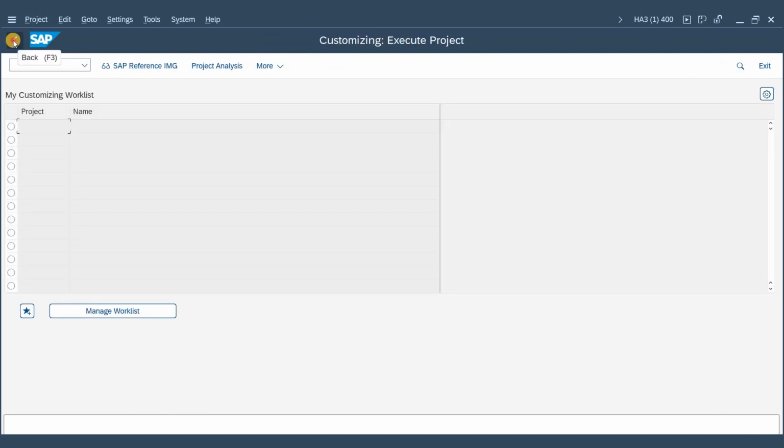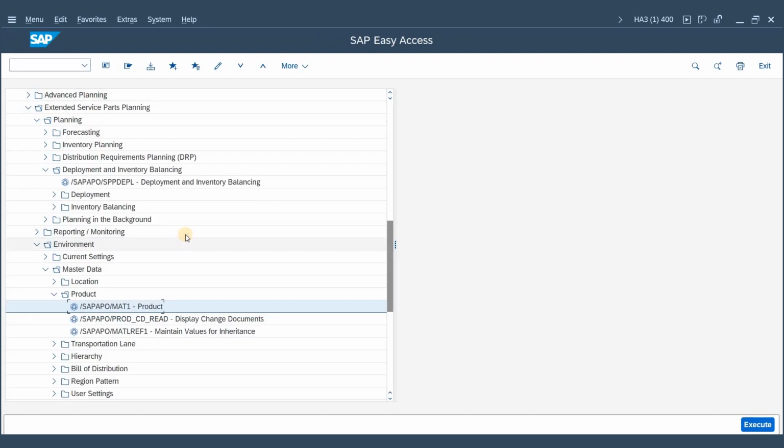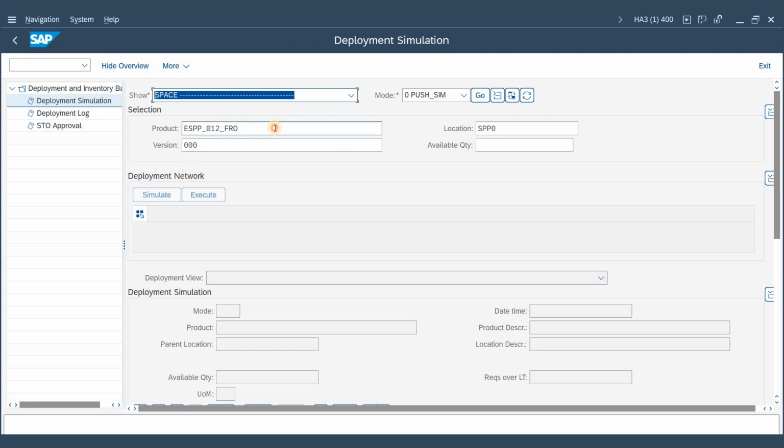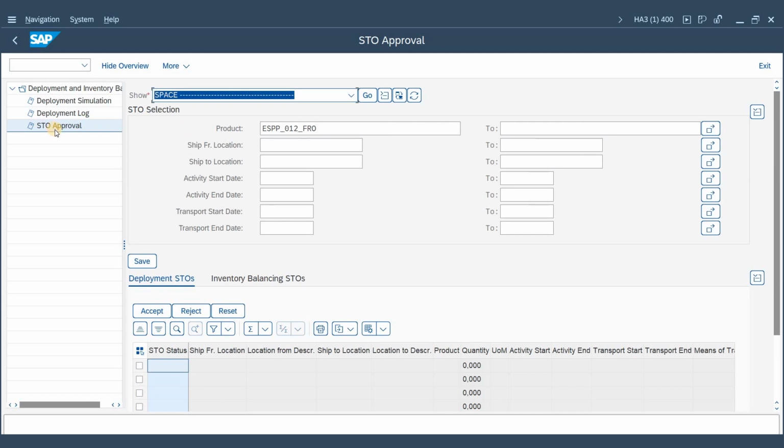Now let's try, first of all, to simulate a push deployment. For that, we are going into the deployment UI. And we first of all load our demo product. And we first want to review if there are already some stock transfer orders scheduled for this product. And you see there is nothing currently scheduled.